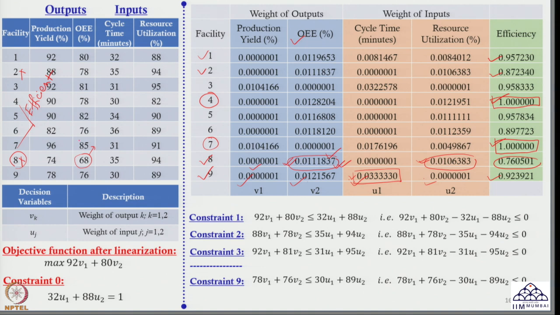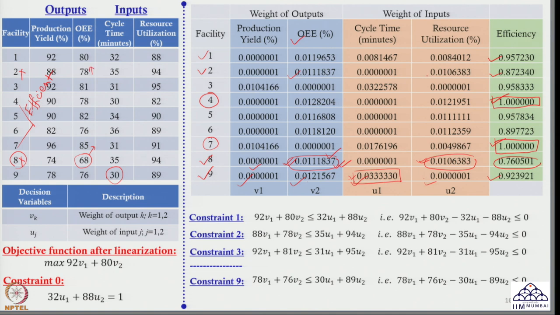So I can still improve 17% more from my peers. Therefore, if I increase this value from 68 to 70, 70 to 73, 75, my efficiency will keep on increasing. So rather than focusing on all other parameters, I may focus on increasing the effectiveness of equipment. Similarly, if I focus on facility 9, I should try to reduce this value, and so on. Similarly, if I focus on facility 2, it is suggesting that I need to increase overall equipment effectiveness. I need to increase this value, 78, a little bit.